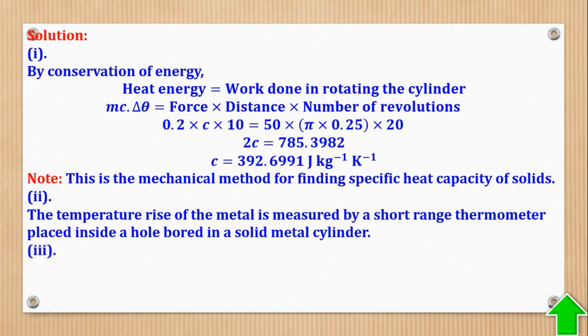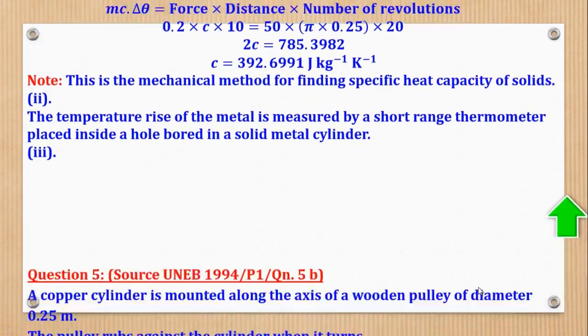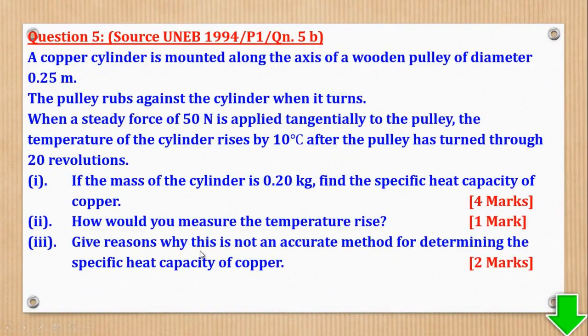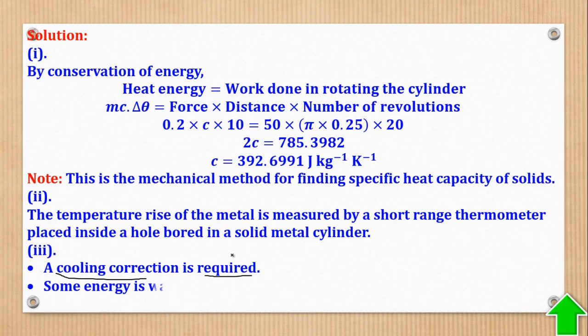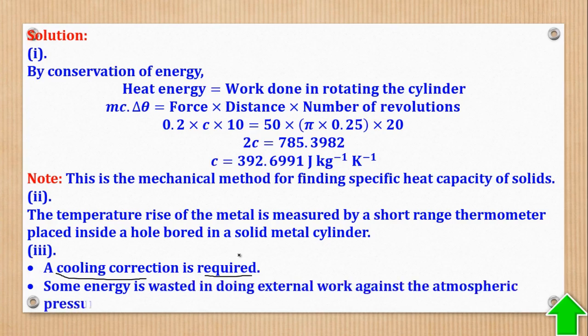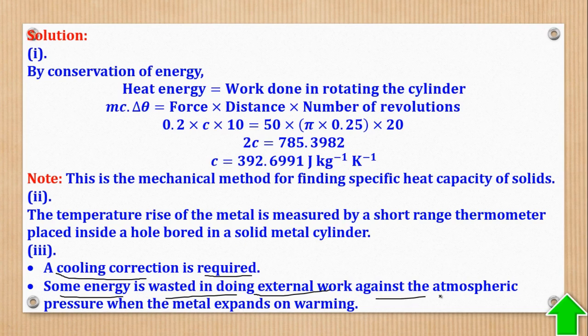Then Roman 3 said, give reasons why this is not an accurate method for determining the specific heat capacity of copper. So one shall say that cooling correction is required. And two shall say that some energy is wasted in doing external work against atmospheric pressure when the metal expands on warming.